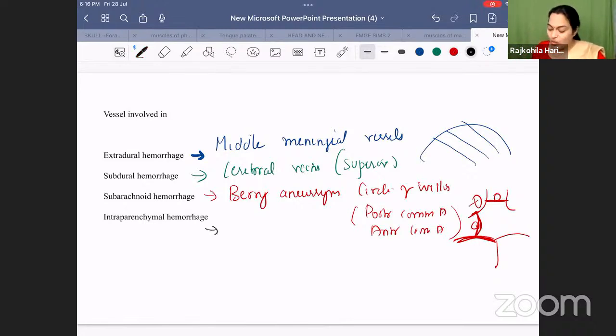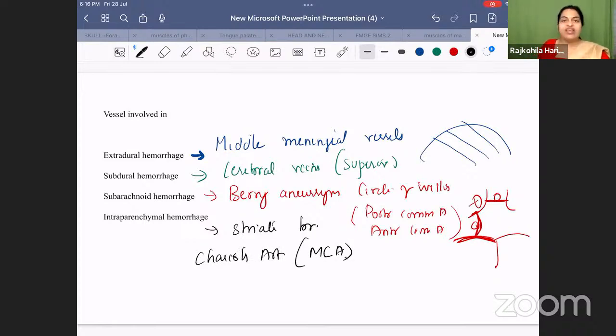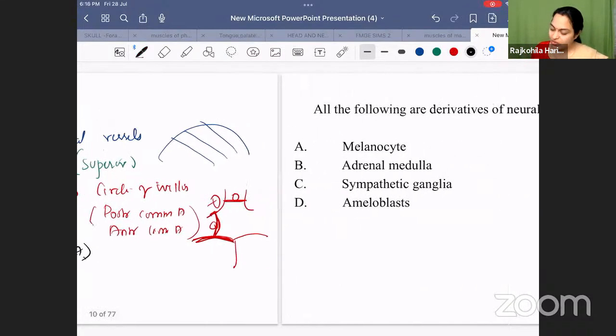Intraparenchymal hemorrhage, as I told you, is due to rupture of the striate branches. We started with one branch, right? Charcot's artery of cerebral hemorrhage, which is a branch of the middle cerebral artery. So rupture of these striate branches can lead to intraparenchymal hemorrhage, right? So these are the ones which you are definitely expected to know. Now, can we move on to the MCQs?